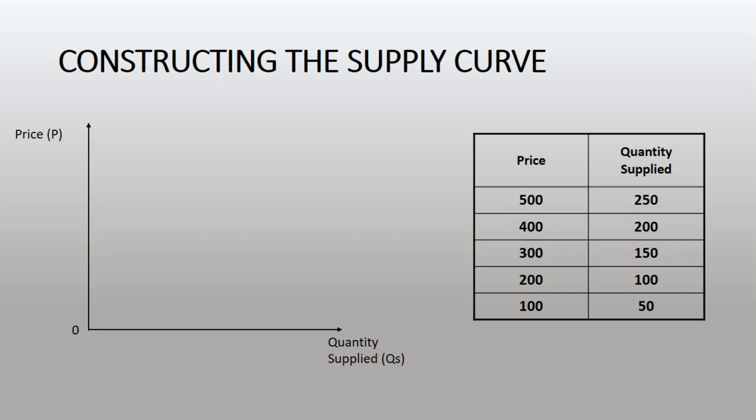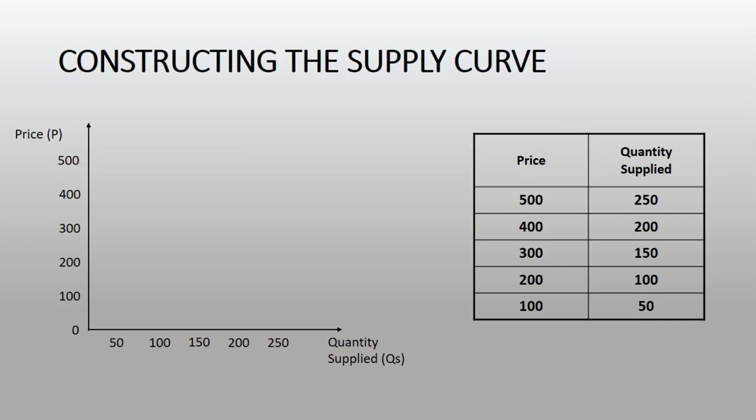We then can further label our graph with the y-axis showing the different price levels from 100 to 500, and then with our levels of quantity supplied from 50 all the way to 250. We then look at the different bundles where price and quantity supplied meet. We then label that on the graph. So let's go ahead with that.